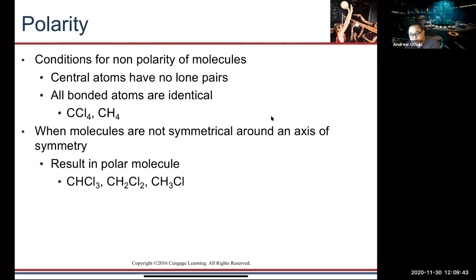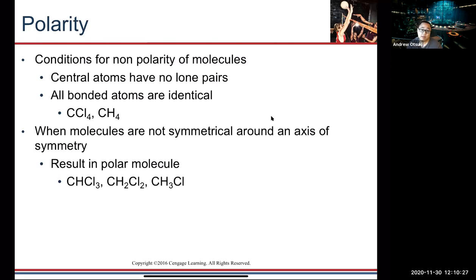You may have heard of methane, or carbon tetrachloride, which is a popular solvent, historically a solvent in the laboratory. The condition for nonpolarity, for a molecule not being polar, is that all the bonds of the atoms are the same. We'll talk about what that means, but basically when all the bonds are the same, there's no competition for the dipole, because the dipole will always pull in the same direction on all four sides.